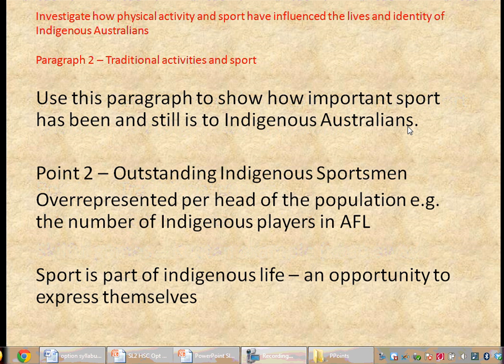In the previous paragraph you talked about how the traditional games gave them the base to be successful in games like AFL, and in this paragraph you can go on to talk about outstanding Indigenous sportsmen. You could talk about how they're overrepresented for the population in the game of AFL, and also about how sport is now part of Indigenous life, as it's an opportunity to express themselves and express their identity.